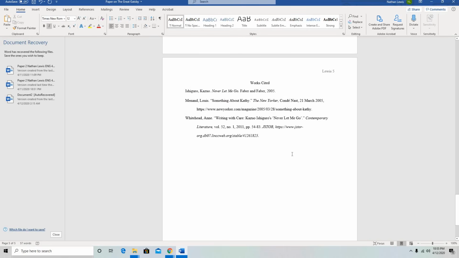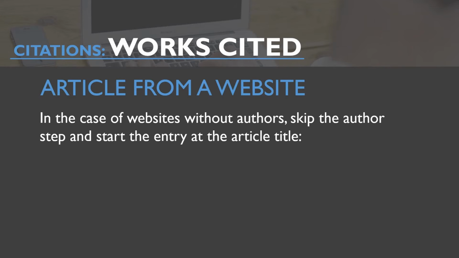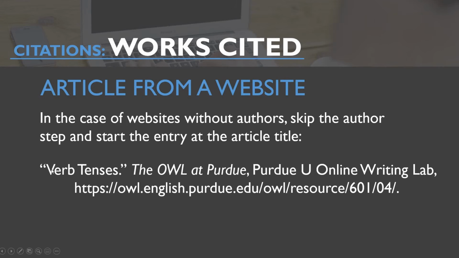And that's it. In the case of websites without authors, skip the author step and start the entry at the article title. Here's a good example of that. We have verb tenses, the title of the article on the OWL Purdue website. OWL Purdue is actually a really good website, a good resource for anything dealing with MLA, APA, Chicago, any citations. So keep that in mind. That's a good place to go if you're ever having any questions. So the article title goes in the place where the author's name would go, since there is no author, and that's that.